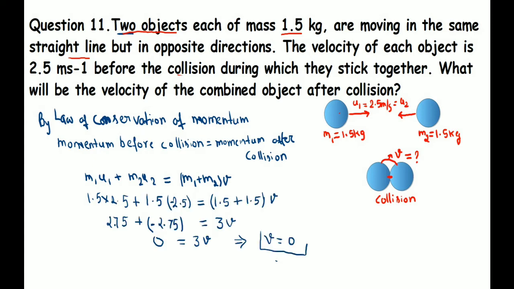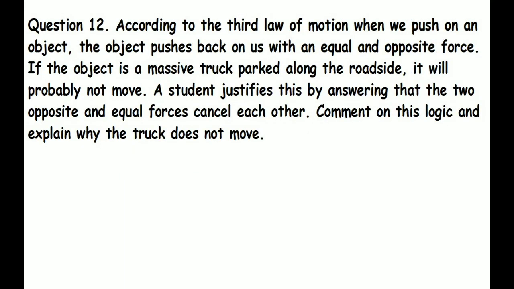Now how can we find the velocity? The final velocity now becomes 0. That means what did we get? We understand that when two objects are moving with the same velocity and having the same mass, after their collision they will stop themselves. They will be at rest because they have equal and opposite momentum.